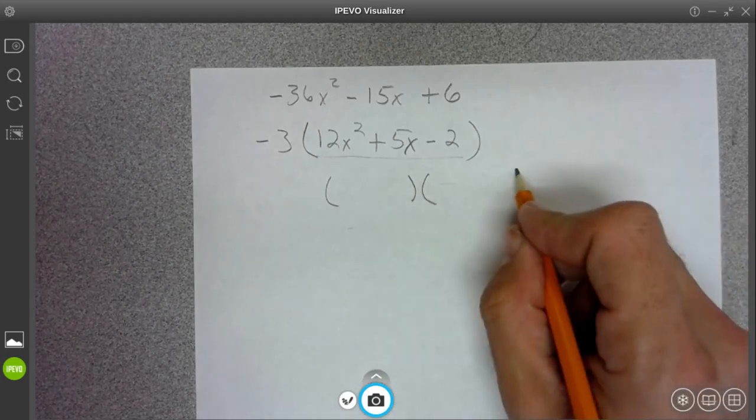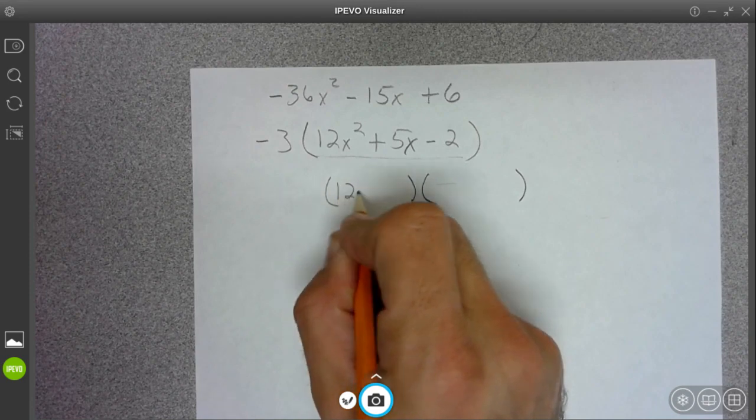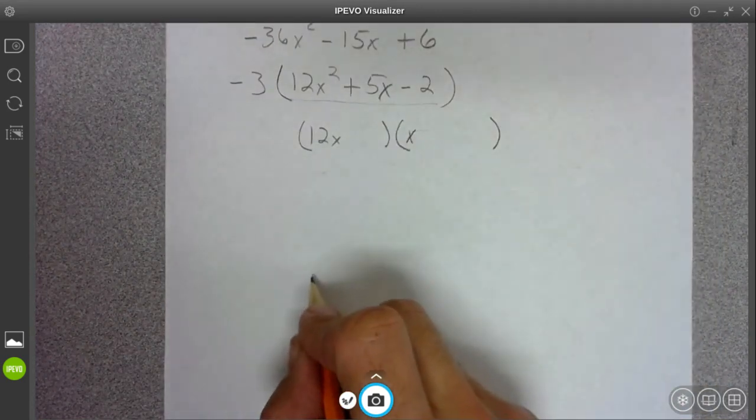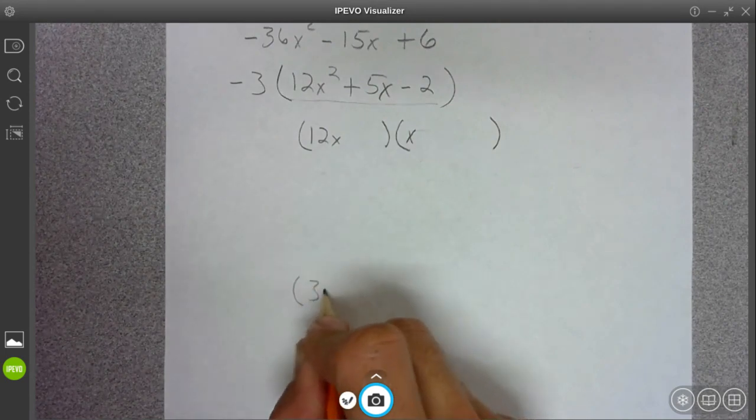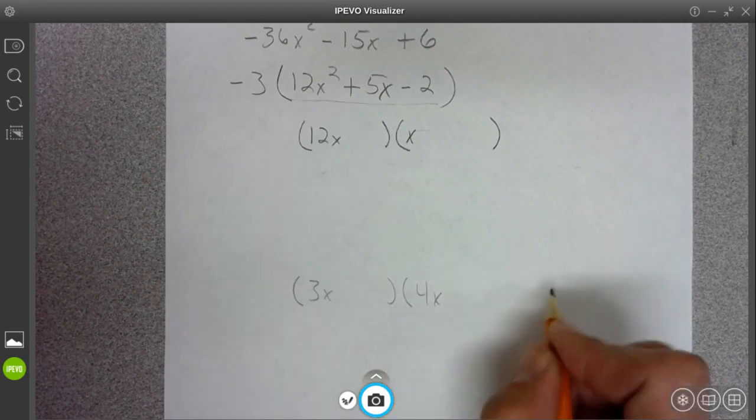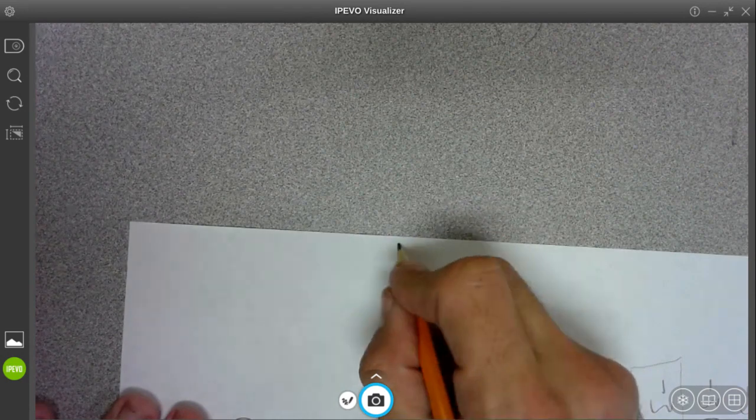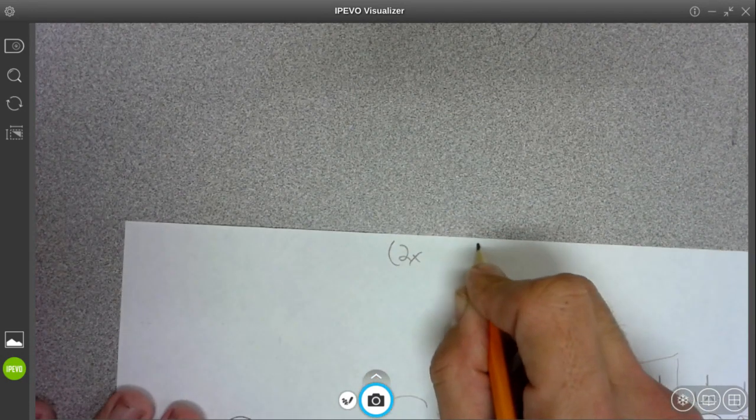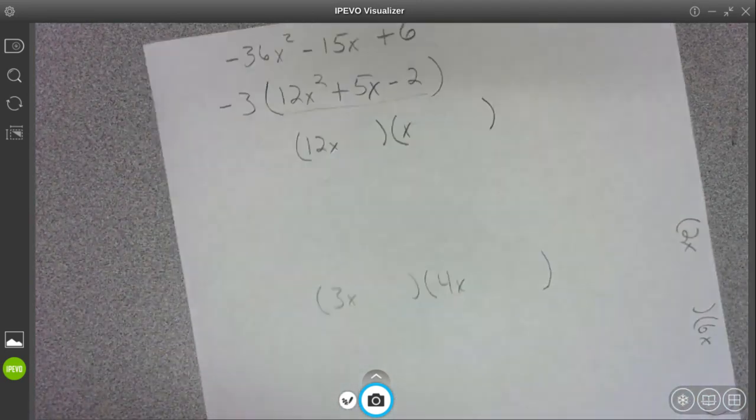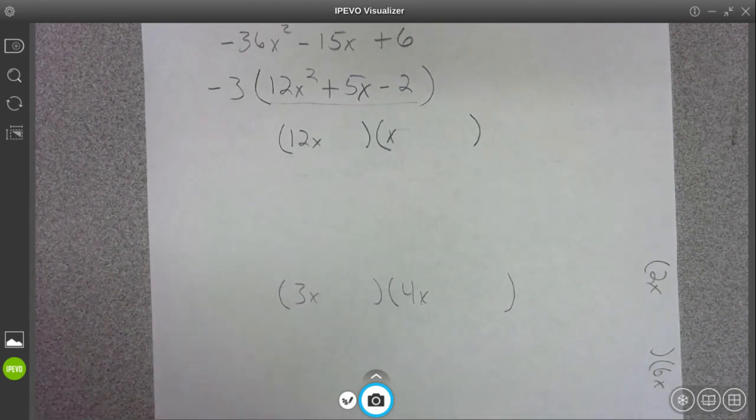You're going to have a few options here because it's a 12. You could have a 12x and an x. You could have a 3x and a 4x. Or you could have a 2x and a 6x. Hopefully it's not that one. I don't actually remember what the answer is, thankfully. So it's a mystery.